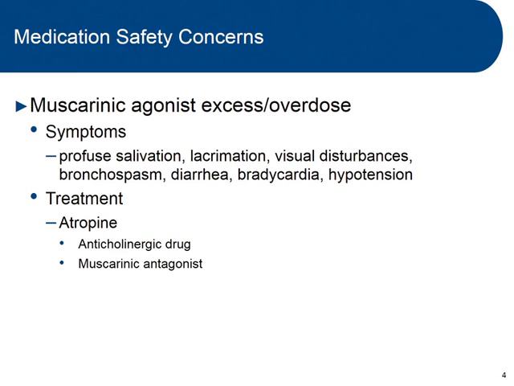So some medication safety concerns of note with this medication. Muscarinic agonists in either high doses or in an overdose situation can cause toxicity. And basically this is because of over excitation of the parasympathetic nervous system. And so symptoms: profuse salivation, lacrimation, visual disturbances, bronchospasm, diarrhea, bradycardia, hypotension. Again, these are all just extreme effects of the parasympathetic nervous system. It's kind of like the rest and digest system on overload.